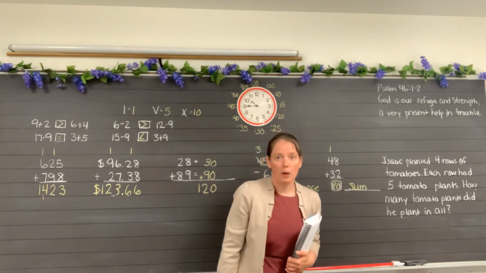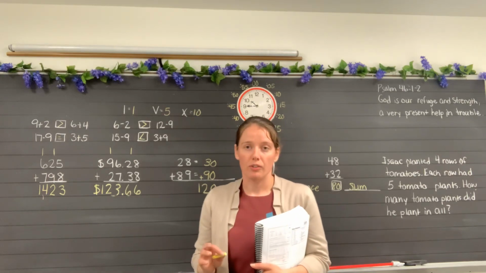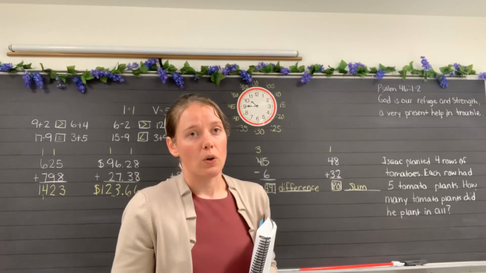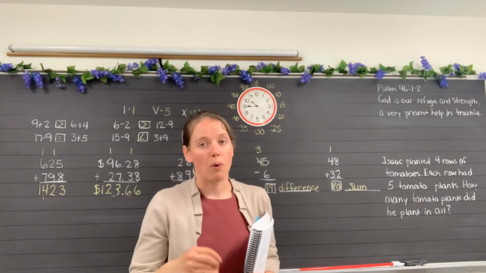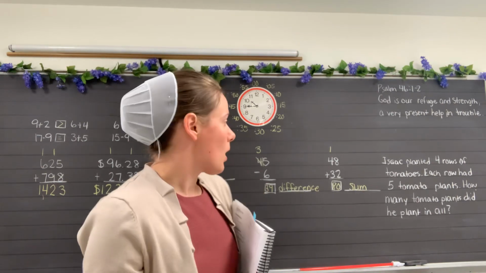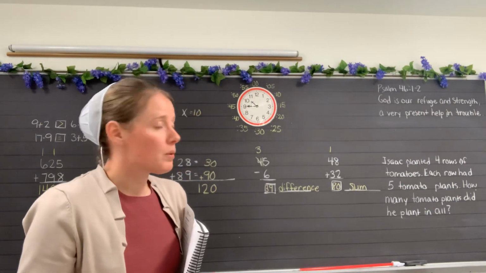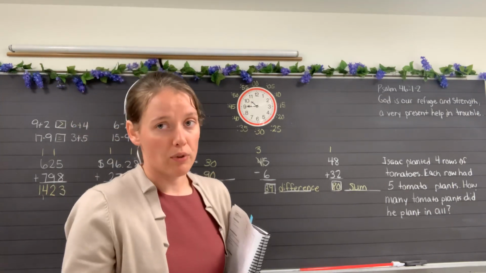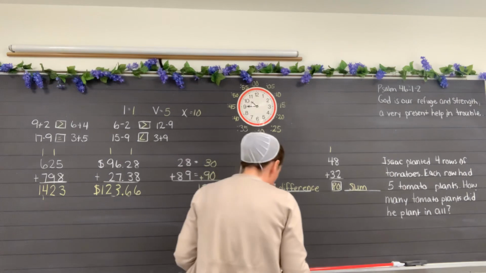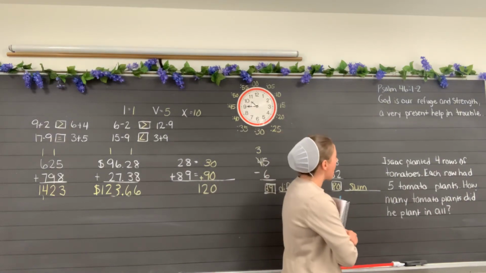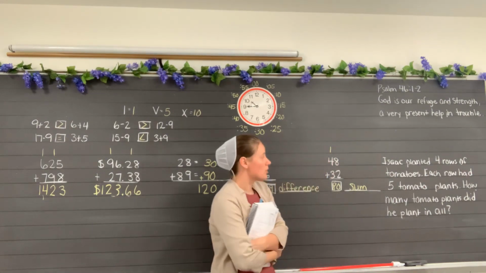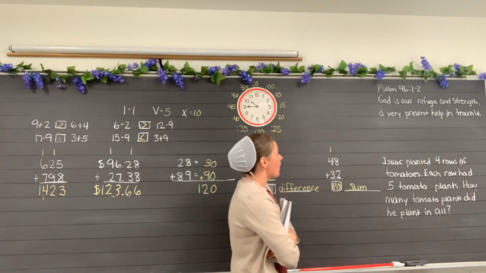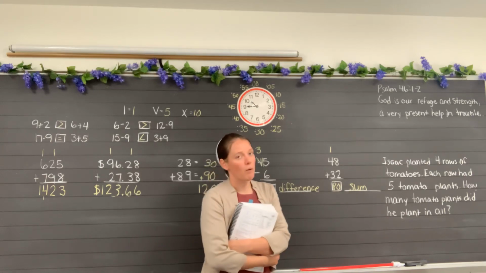All right, let's review the story problems. Now, they're starting you with a different kind of story problem. I explained it to you yesterday. So this is now getting you ready for multiplication for third grade. Multiplication, we will not start those facts this year, but we're just getting you ready for next year. So let's read this story problem here. It says, Isaac planted 4 rows of tomatoes. Each row had 5 tomato plants. How many tomato plants did he plant in all?